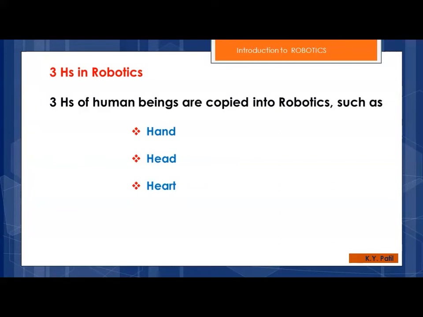If we consider human beings, we are intelligent, we are emotional, and in robotics we try to copy everything from humans. So in the future we are trying to design and develop intelligent and emotional robots.